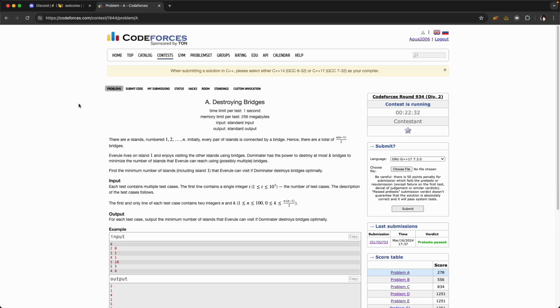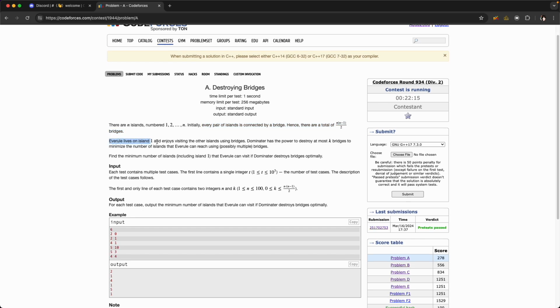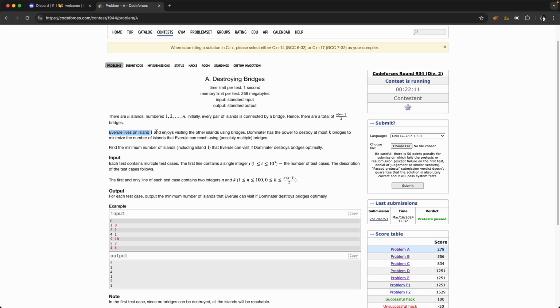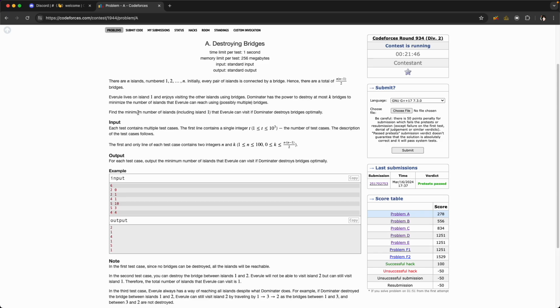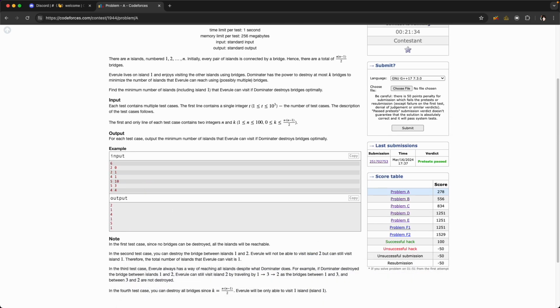Now let's start. We will start with the first problem, destroying bridges. There are n islands, numbered from 1 to n, and every pair of these islands is connected by a bridge. One person lives on island number 1 and wants to visit other islands using these bridges. But there is another person who has the power to destroy k bridges, and they want to minimize the number of islands that the first person can reach. So our task is to find the minimum number of islands that Avaro can visit if Dominator destroys bridges optimally.